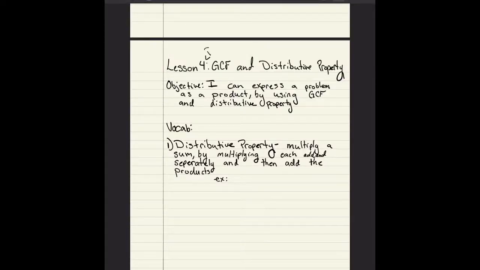I'm going to add that in there. Lesson 4 part 2. This is GCF and the distributive property.